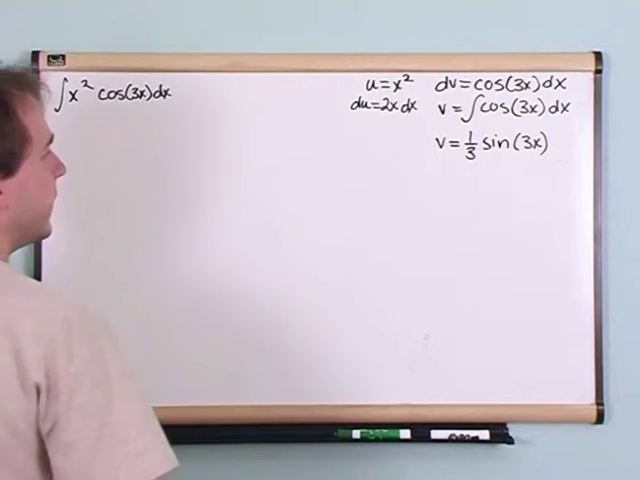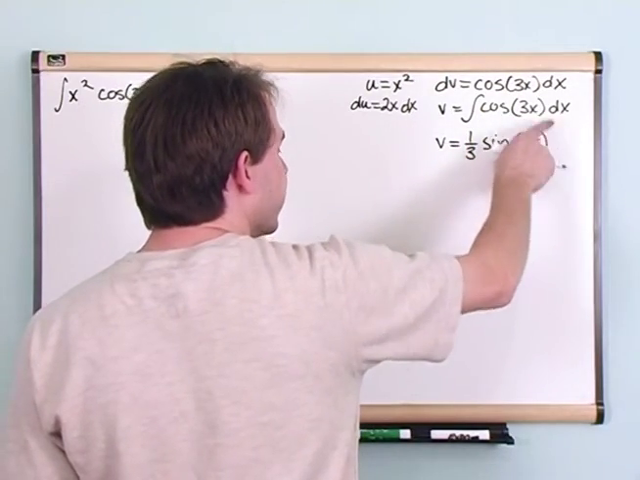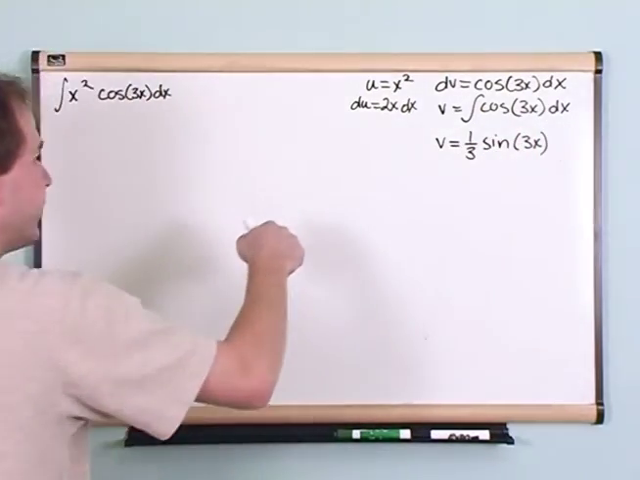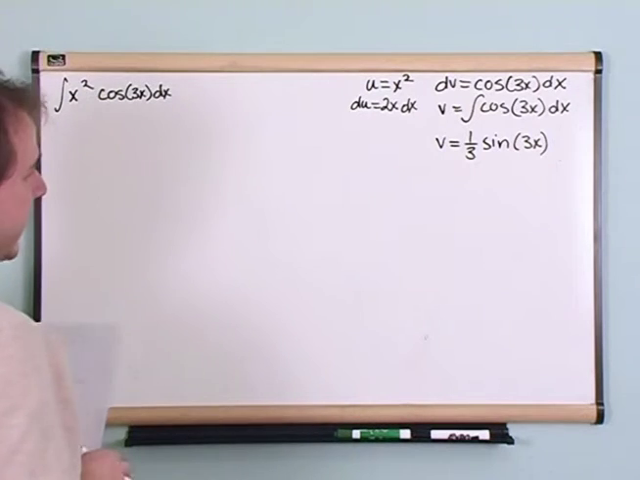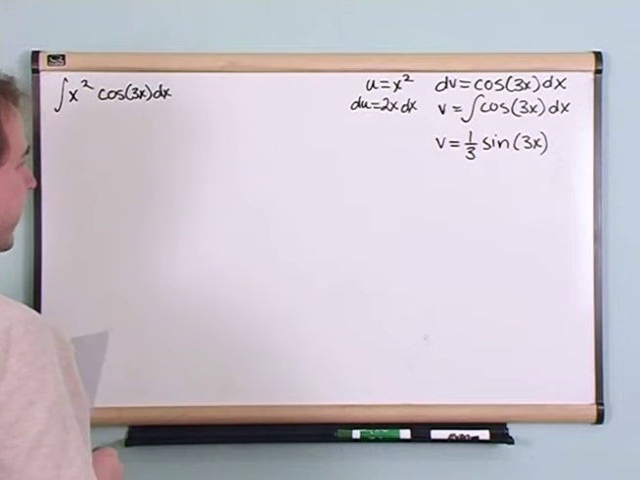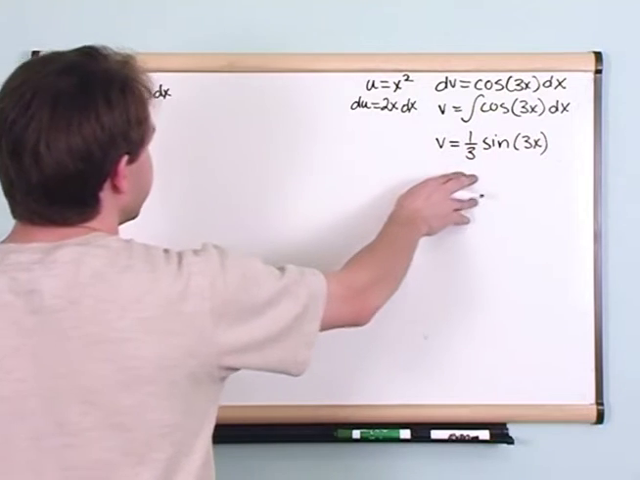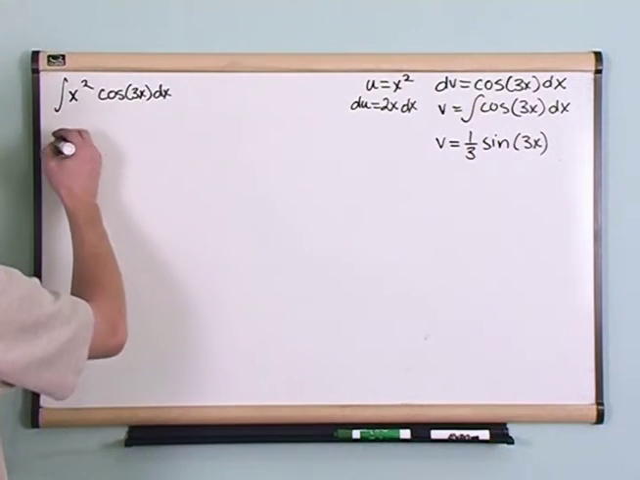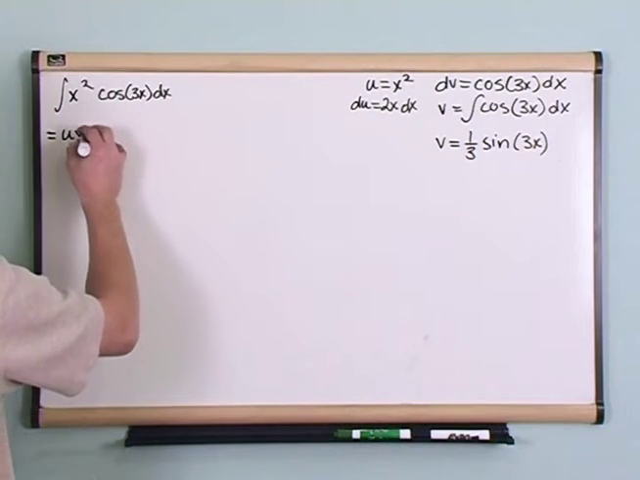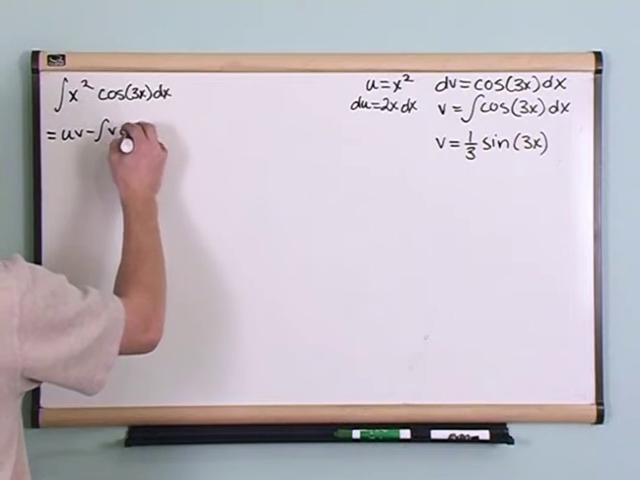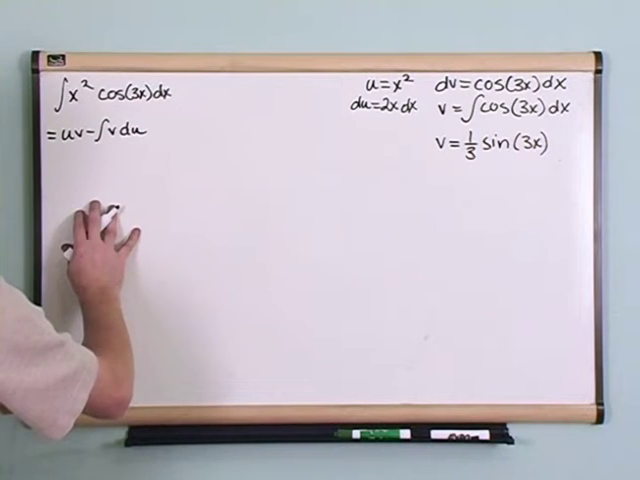Okay? Now I am skipping a couple steps between this and this, but it's only because if you go back to that other section of the class, I've done problems exactly like that, and I think that if you go back, you'll be able to convince yourself that this is right. So now we've got everything set up. The answer is equal to uv minus integral v du. Okay, so let's do that.